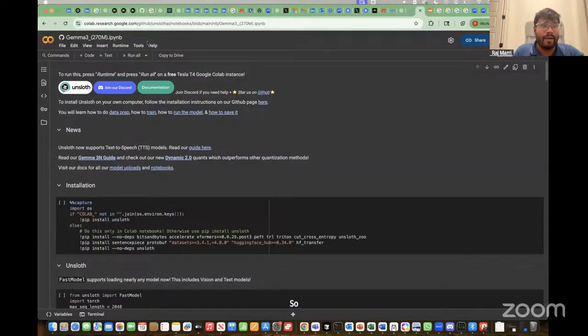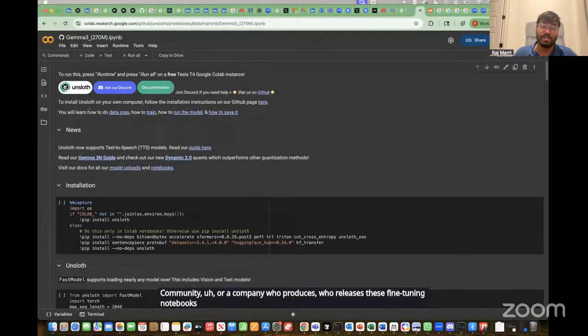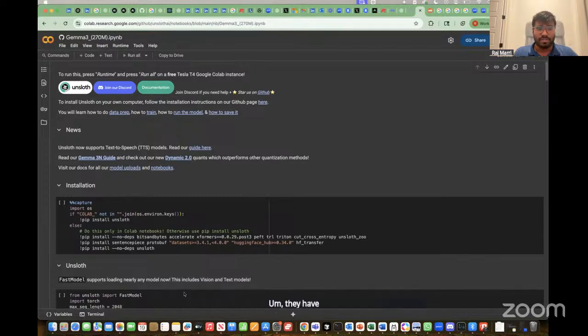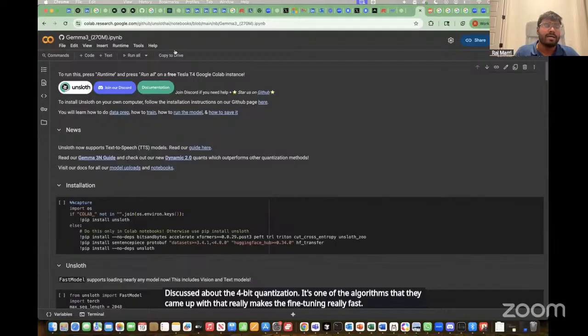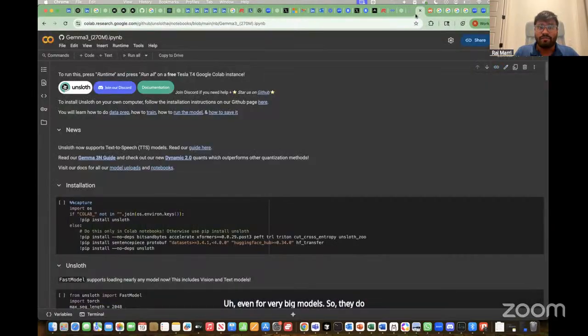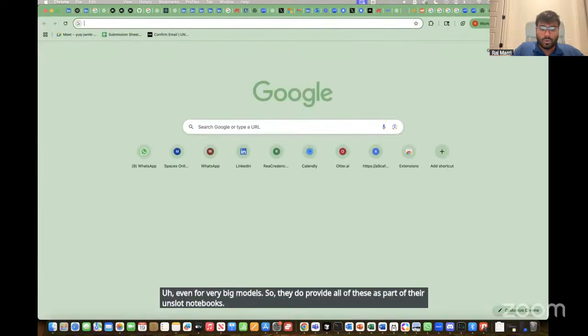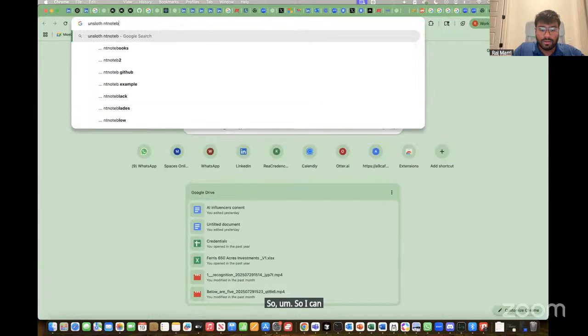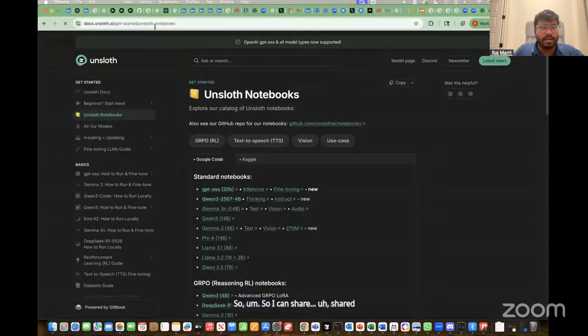So what is Unsloth? Unsloth is basically a community or a company that releases these fine-tuning notebooks as soon as a model is released. They have a lot of algorithms that they have built, like Dynamic 2.0 quants. It's a quantization method, just like how we discussed the 4-bit quantization. It's one of the algorithms they came up with that makes fine tuning really fast, even for very big models. They provide all of these as part of their Unsloth notebooks. I can share these notebooks with you guys. There are hundreds and hundreds of these notebooks that you can use to learn fine tuning.